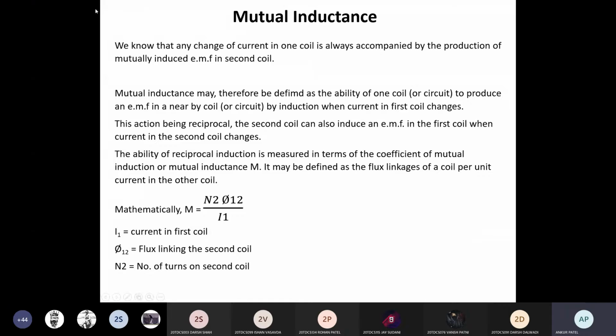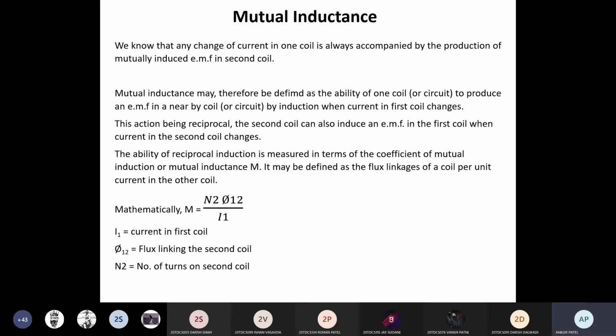Same for mutual inductance. We have two coils that are mutually connected. We know they are magnetically connected and electrically isolated. In mutual inductance, any change of current in one coil is always accompanied by the production of mutual induced EMF in the second coil. So whenever there is a change in current in any coil, accordingly there will be a change in magnetic flux, or changes in flux linkages for both coils.